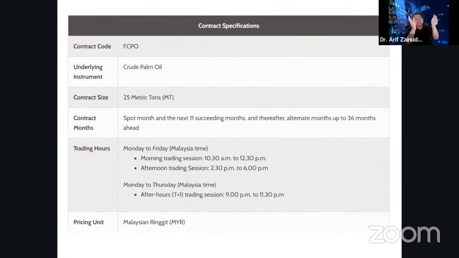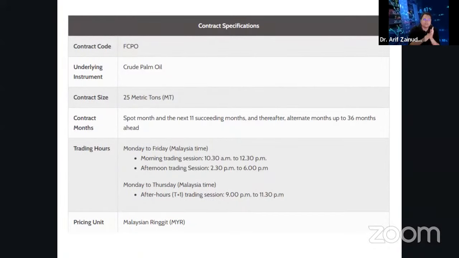So, let's go through the contract specifications. This is the FCPO contract. Contract size is 25 metric tons. Trading hours consist of 3 separate sessions: the morning session from 10:30 to 12:30 p.m., then the afternoon session from 2:30 to 6 p.m., and then the following day trading session, which is the night session from 9 p.m. to 11:30 p.m. And the pricing unit is in Malaysian ringgit.